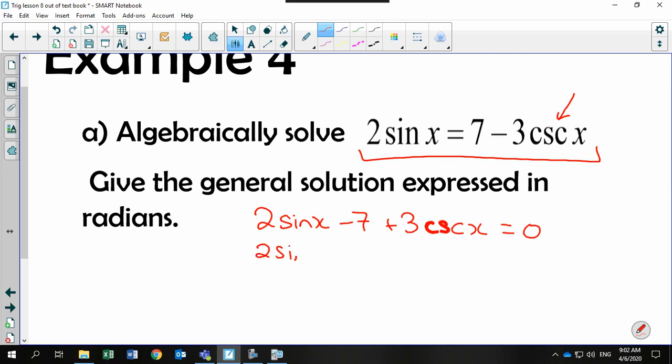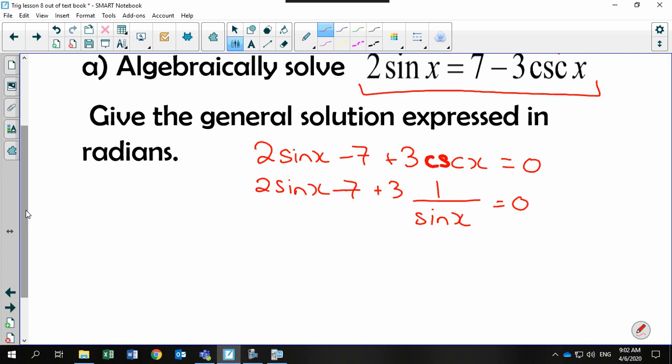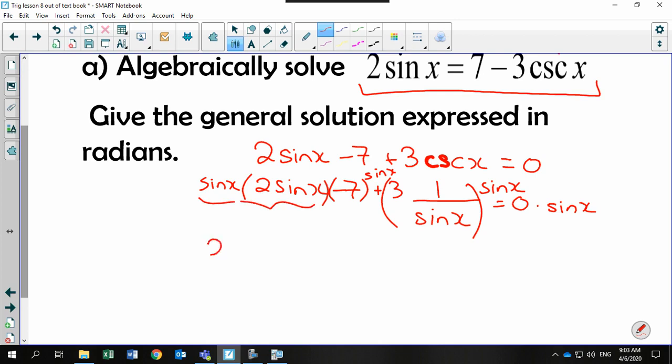When I go and replace this with 1 over sine x, I don't want it on the denominator. So just like we remember in 20-1, when we want to get rid of a denominator, it means I multiply every term by sine x. So we're allowed to do that as long as we multiply every single term in the equation by sine x. So what happens here is we get 2 sine squared x minus 7 sine x, and here my signs cancel, and I'm left with plus 3.